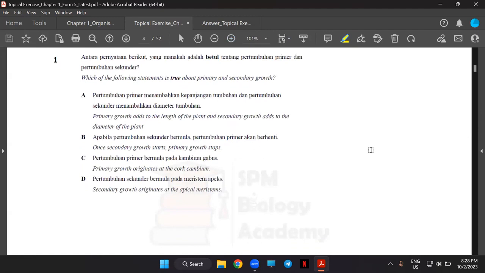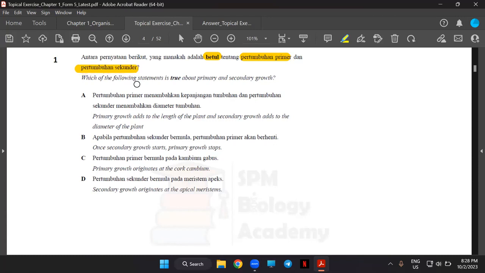Kalau ada siapa yang tak faham, boleh tanya saya on the spot, tak jadi masalah. Either you type on the chat ataupun you can on your mic and talk to me straight away pun boleh, tak jadi masalah. Okay. So antara pernyataan berikut, yang manakah adalah betul tentang pertumbuhan primer dan pertumbuhan sekunder?